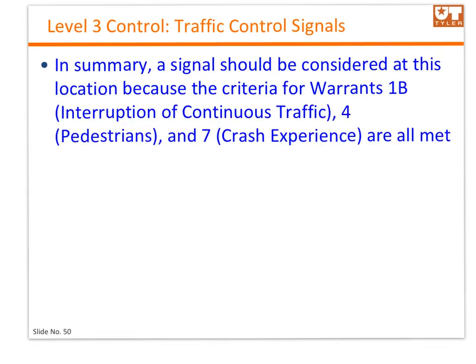So what do we conclude from this example? In summary, a signal at this location should be considered because the criteria for warrants 1B, number 4, and number 7 are all met, and therefore we need to have a traffic signal at this location. With this example, we finished chapter 18.